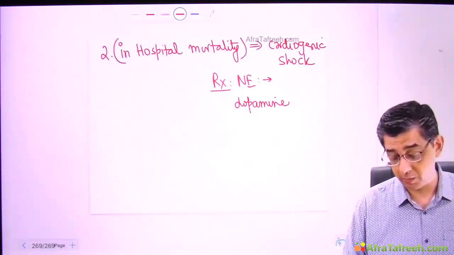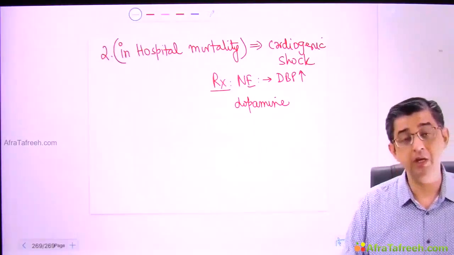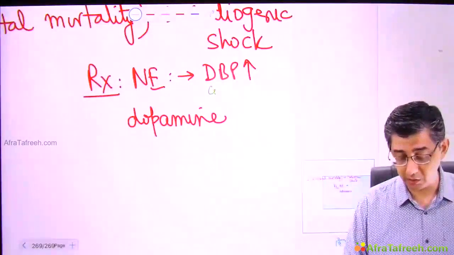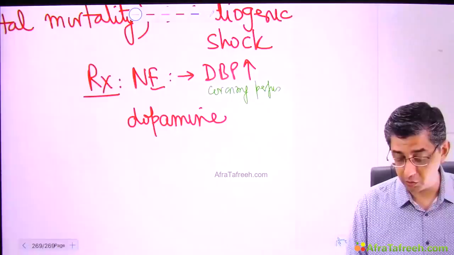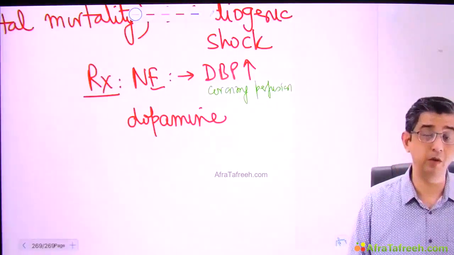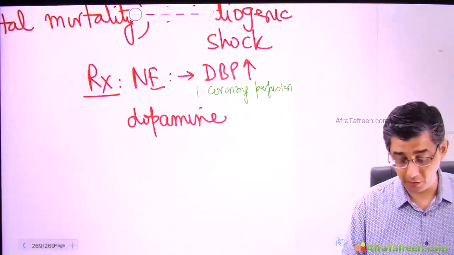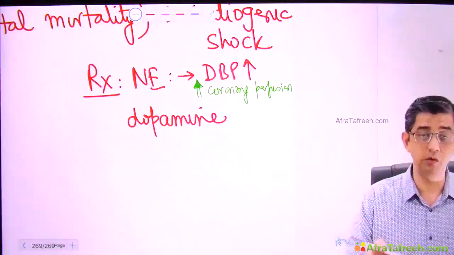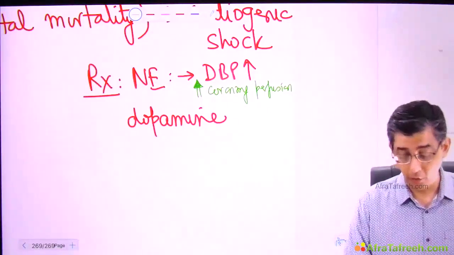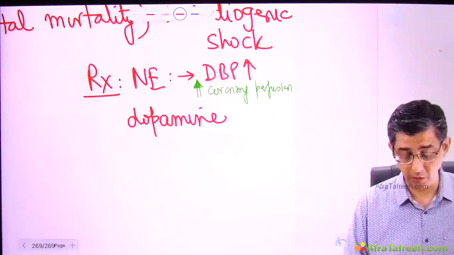Why? Because norepinephrine mainly increases diastolic blood pressure. Listen to the words very carefully. When norepinephrine increases diastolic blood pressure, what is the advantage? It will increase coronary perfusion, because you know from physiology that coronary blood flow occurs mainly during diastole. So if you increase the diastolic blood pressure, coronary perfusion will improve, and therefore the myocardium is getting more fuel, so it will pump better. Norepinephrine is the first drug to be answered for management of cardiogenic shock, not dobutamine.